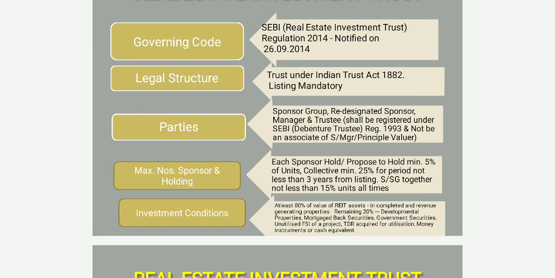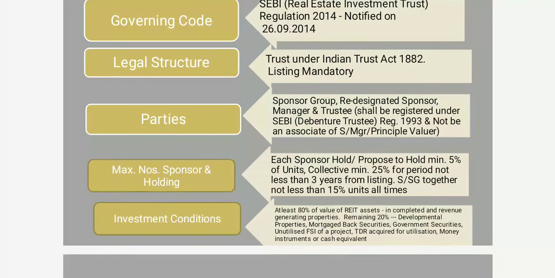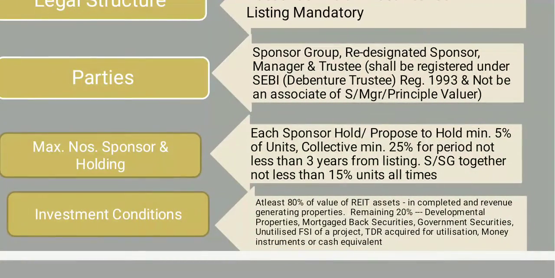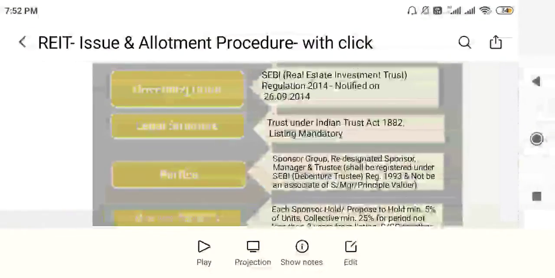Then we saw that 80% of the money value of REIT assets is invested in completed and revenue generating properties. The remaining 20% can be invested in developmental properties, mortgage backed securities, government securities, unutilized FSI of a project, TDR required for utilization, money market instruments or their equivalent.